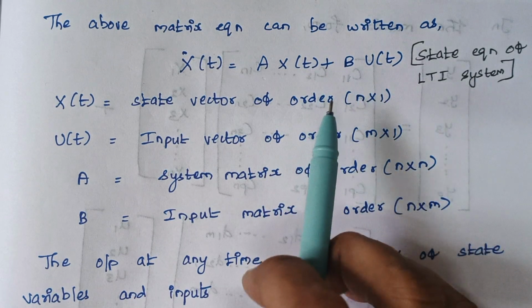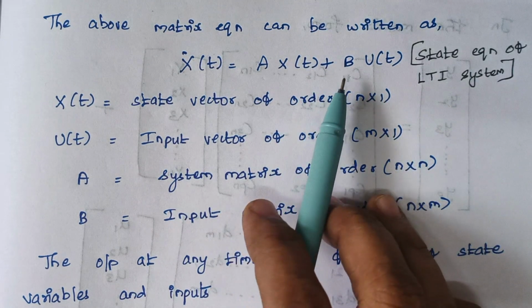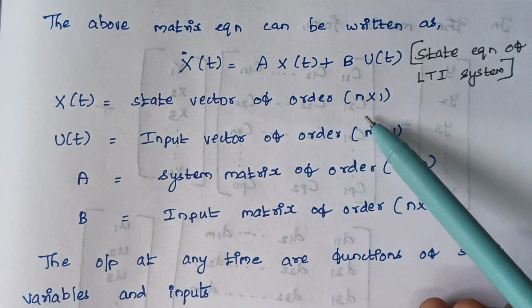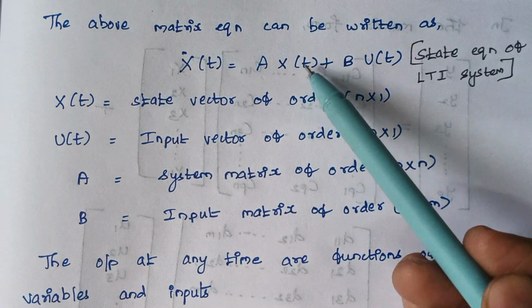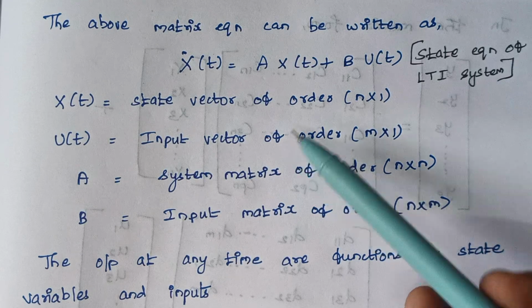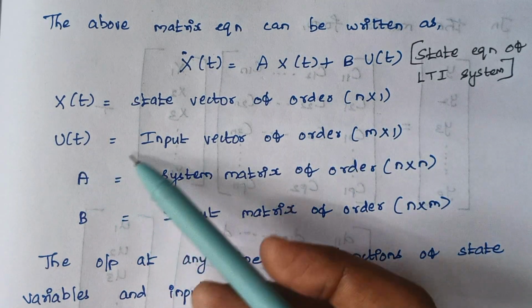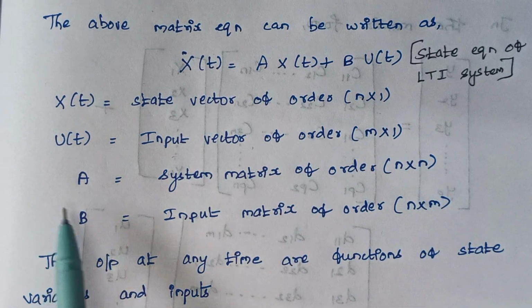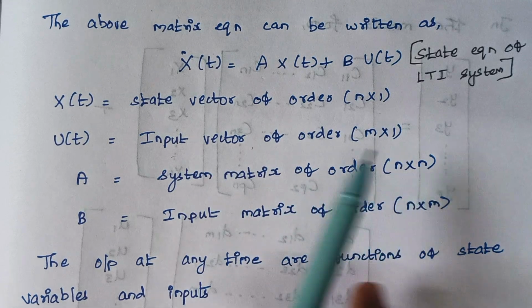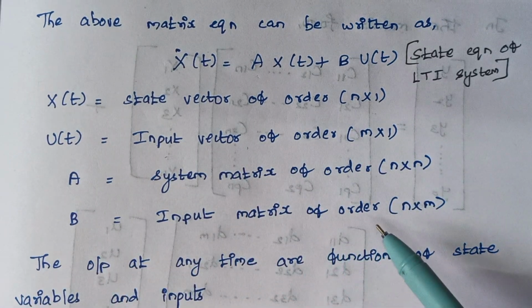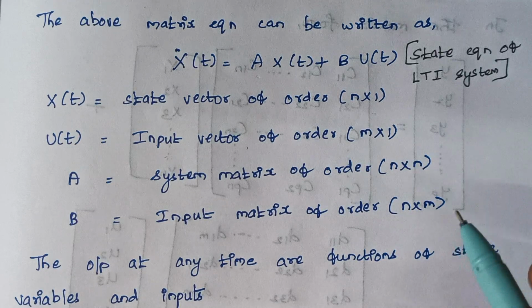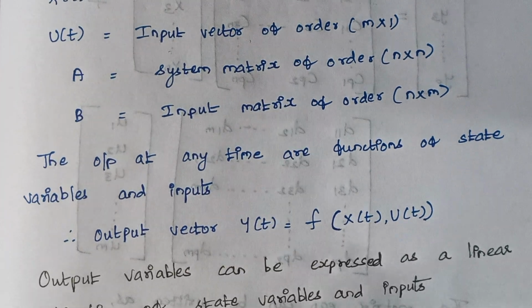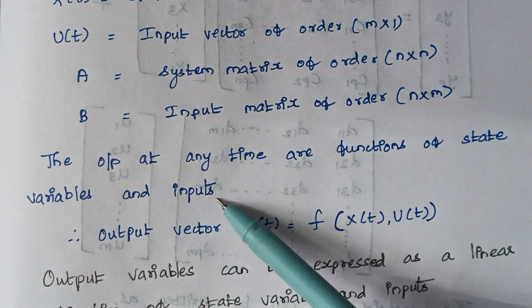So this is the state equation of a linear time invariant system, right? You see here x of t is the state vector of order n cross 1, right? Because this is a column matrix, with one column. So n cross 1, and u of t is nothing but the input vector of order m cross 1. A represents the system matrix of order n cross n and B represents the input matrix of order n cross m, right?